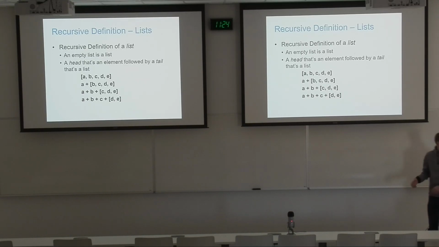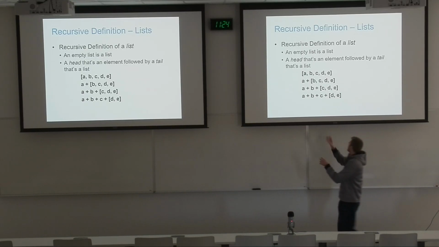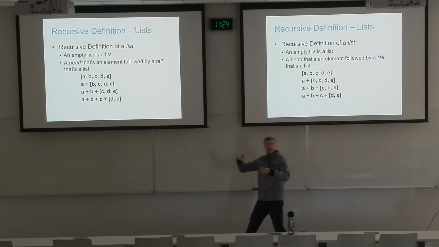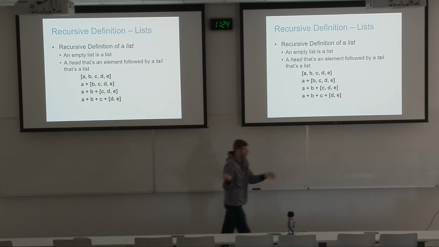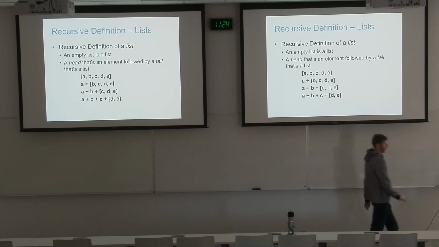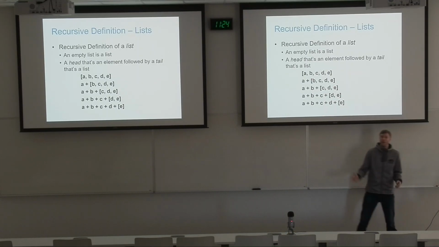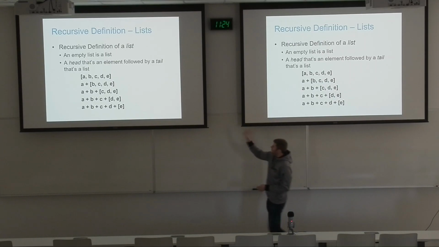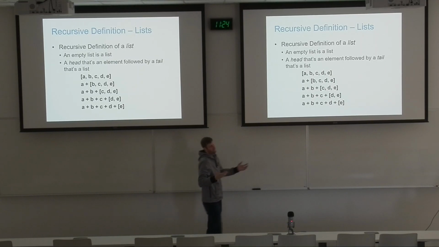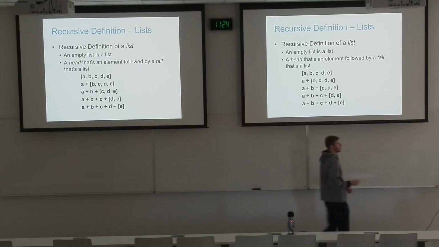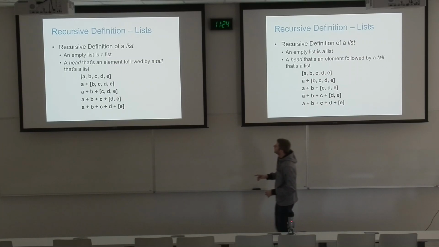So we've got C, D, and E. We take out the head, so we've got C, followed by the tail, which is the list D and E. Is that a list? Don't know. We haven't answered it yet, so we got to keep going. So now we have D. We take the D out of that list, and we've got the head D, followed by the list E. Is that a list? Don't know yet. Got to keep going.